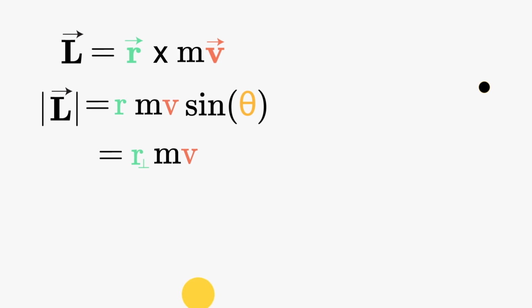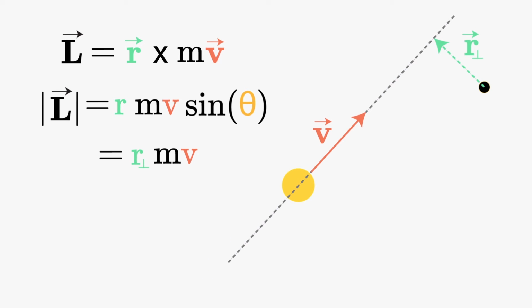In this case, if the ball is moving at an angle, we again have to take the perpendicular component of the position vector to find the angular momentum. This second reference point is now a different distance away, so the angular momentum is larger.